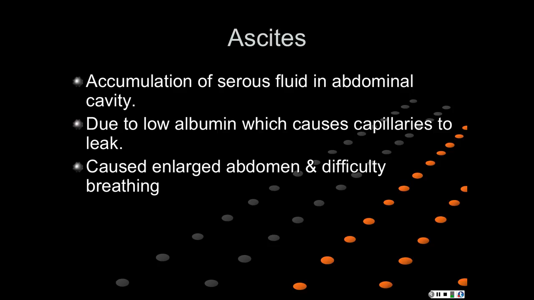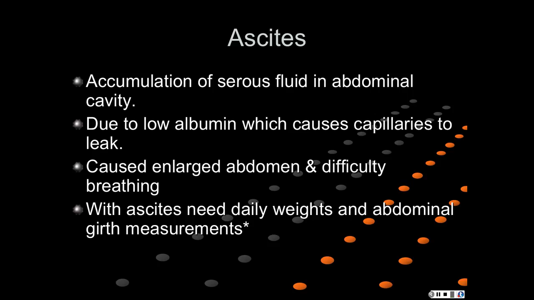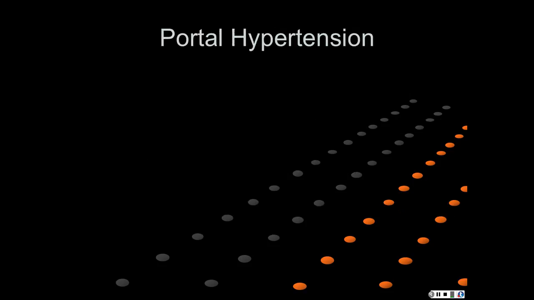And then ascites. This is accumulation of serous fluid in the abdominal cavity, and is due to low albumin, which is part of the plasma proteins which are produced in the liver. This allows fluid to escape through the capillaries, causing what we're referring to as a capillary leak. It causes an enlarged abdomen and difficulty in breathing. A patient that has ascites needs to be weighed daily, and they need to have their abdominal girth measured. You have to have a tape measure and measure the size of the abdomen.